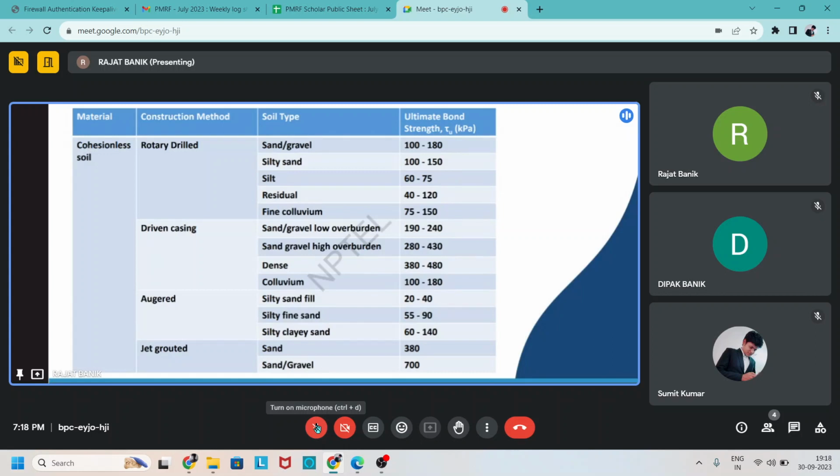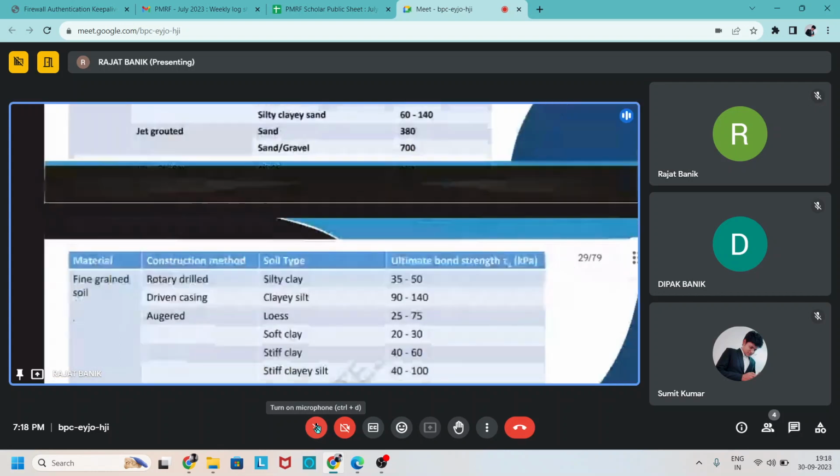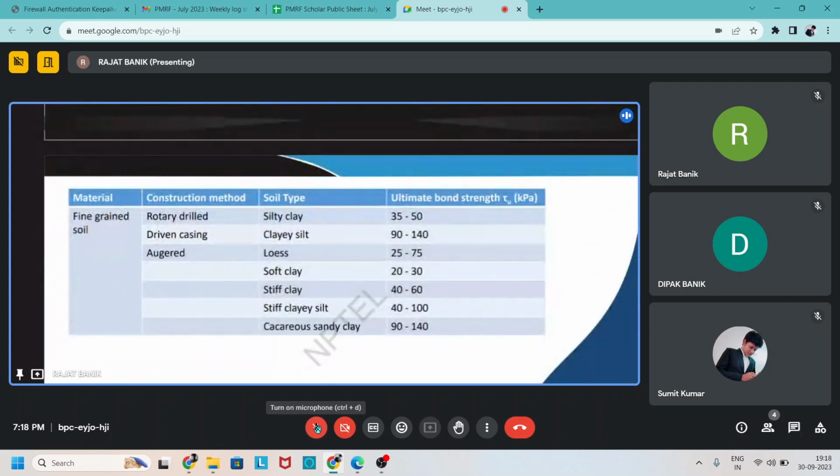And for other soils, it is also given for cohesive soil, saline soil also. So it is given for different construction methods and different soils. For rotary drill in silty clay, the ultimate bond strength of the soil nail is in between 35 to 50 kPa. So these are the three charts we use to find out the bond strength of the soil nail, and in this way we choose our nail property.